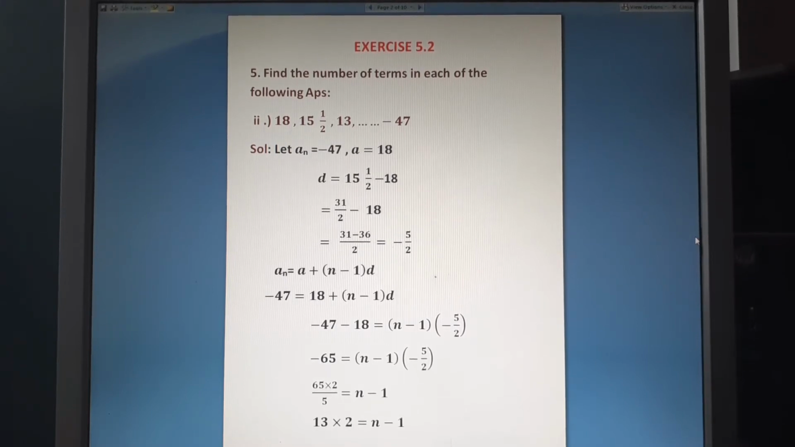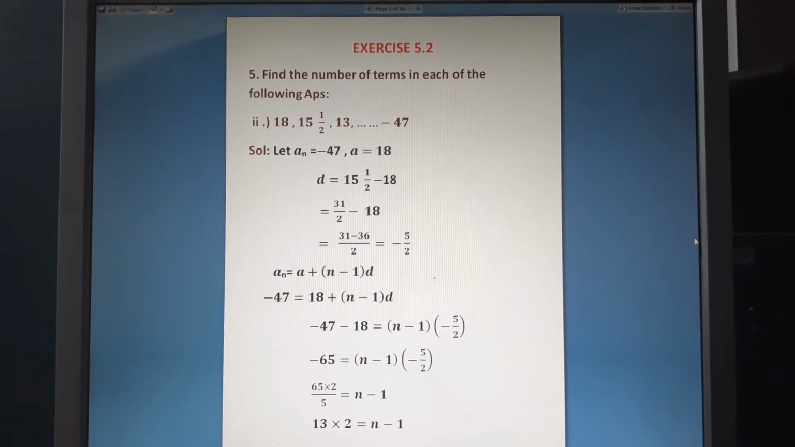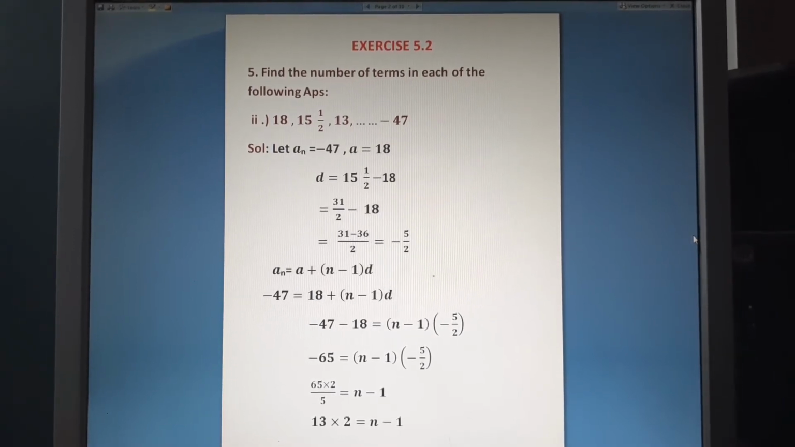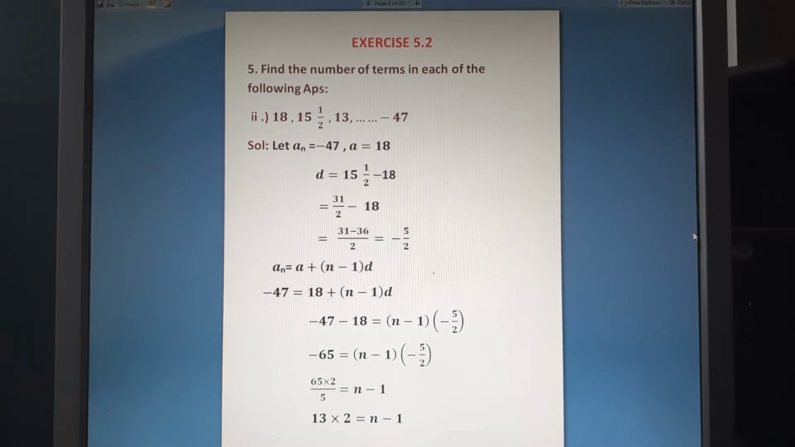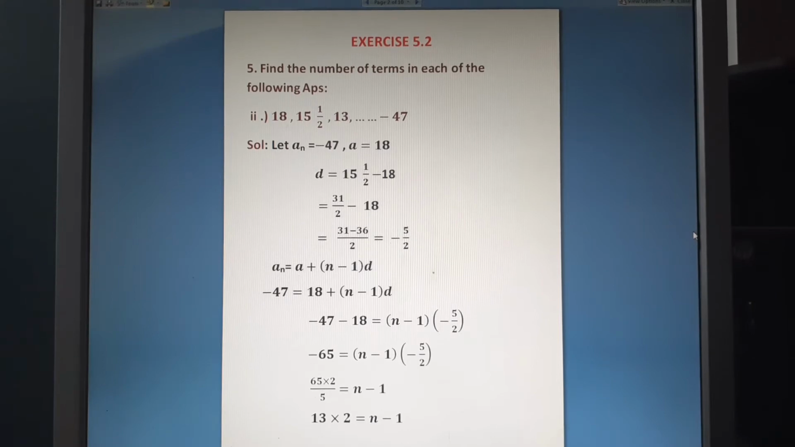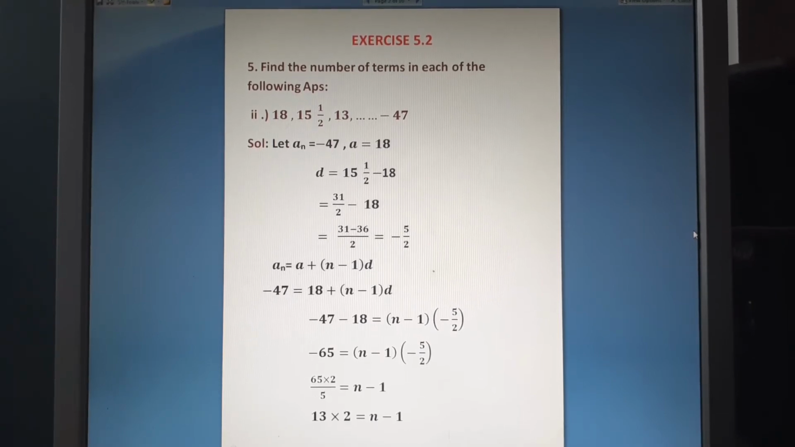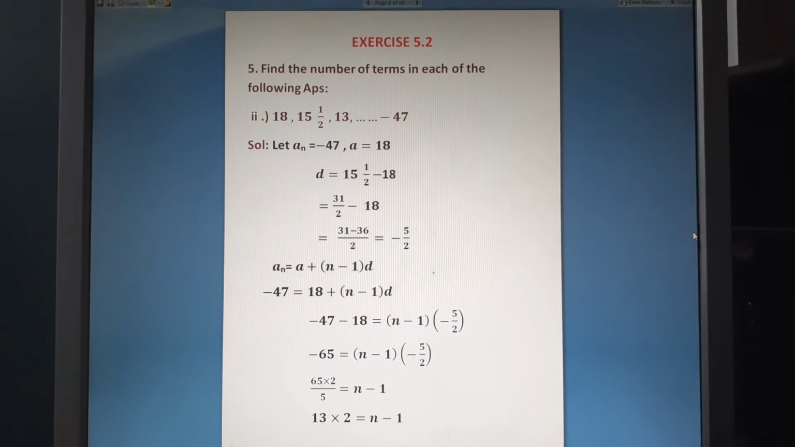The nth term of the AP is a_n equal to a plus (n minus 1) into d. Here a_n is minus 47, so that is equal to 18 plus (n minus 1) into d. Taking 18 from the right hand side to the left hand side, it changes into minus 18. Minus 47 minus 18 is equal to minus 65, which is equal to (n minus 1) into minus 5 by 2.